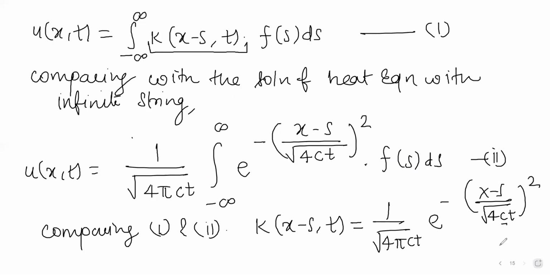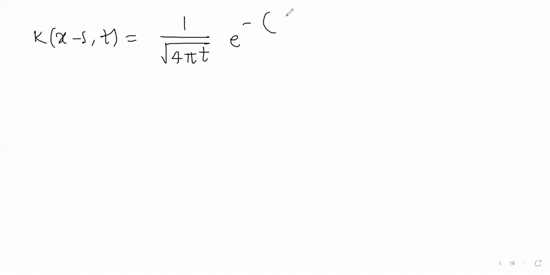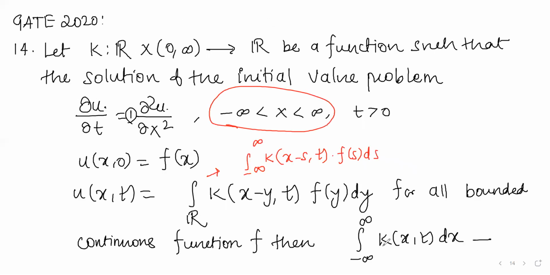So let us simplify. K of x minus s comma t will be equal to 1 upon under root 4 pi t, and this point is simply 1. Now e power minus of (x minus s) upon under root 4 pi t, the whole square. Right, this is what I got, and what they are asking is to integrate from minus infinity, I have to integrate this k of x, t.